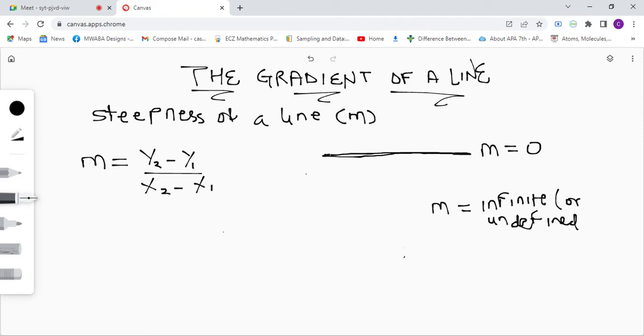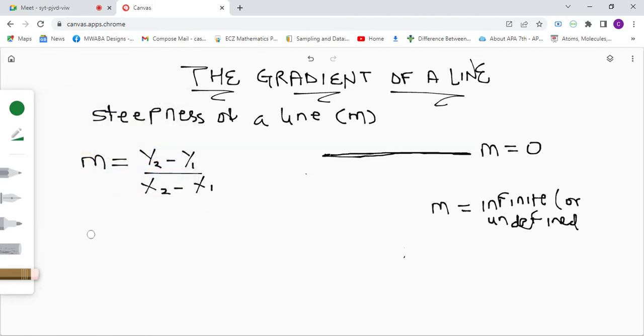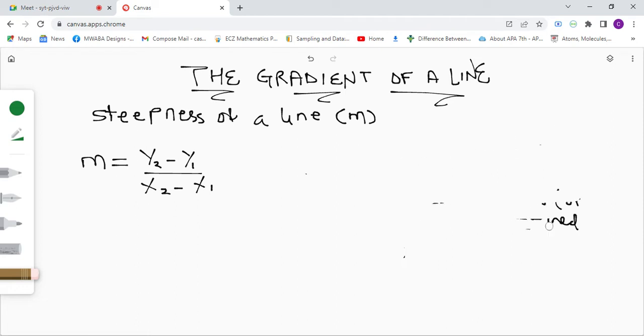Let's use the Cartesian plane so that we can illustrate this, because sometimes you might have a positive gradient. The gradient can also be positive or negative. So we have to know each type of gradient, how it's going to look. So let me just draw the Cartesian plane.